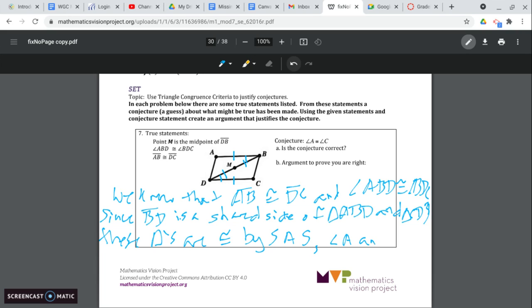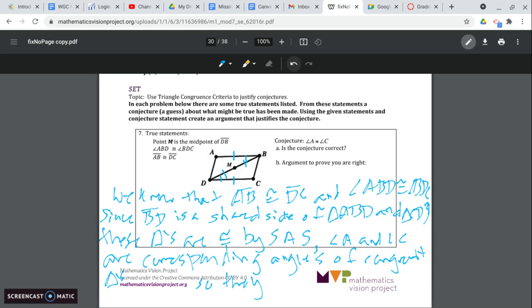Angle A and angle C are corresponding angles of congruent triangles, so they must be congruent.